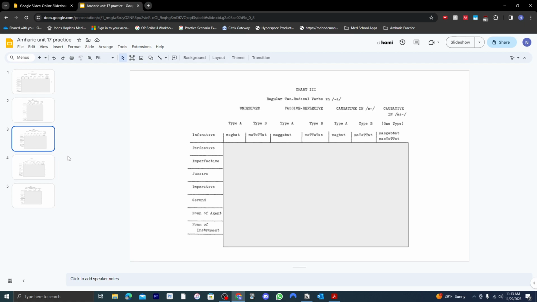Yeah, I mean, this is gonna be tough because there's palatalized consonant endings that matter in some cases and don't matter in other cases. So yeah, okay.